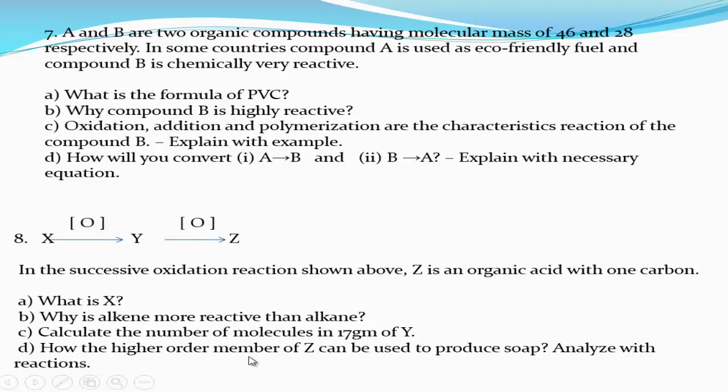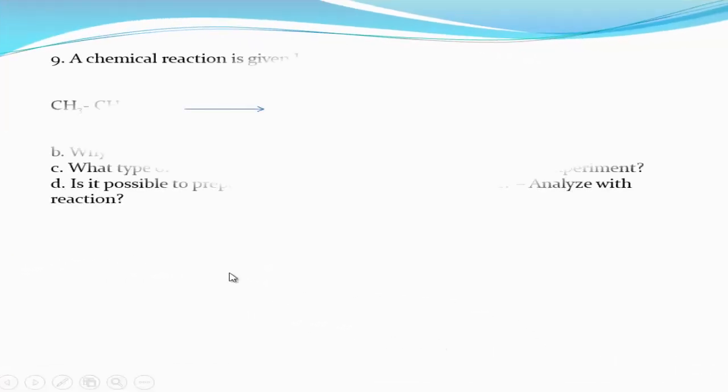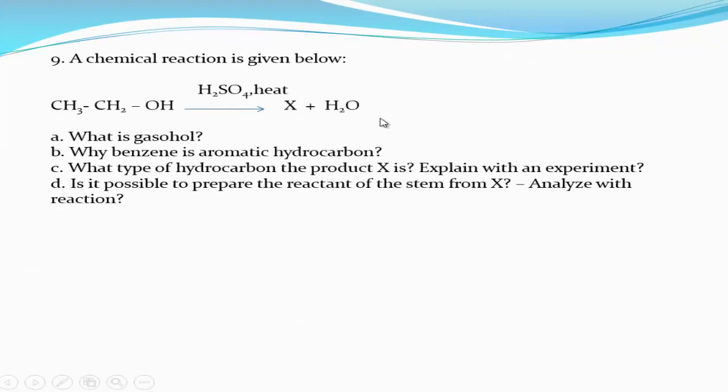How the higher order member of Z can be used to produce soap. Actually this came from chapter 12, soap preparation, so no need to read. Now a chemical reaction, similar type. I hope these are similar questions.